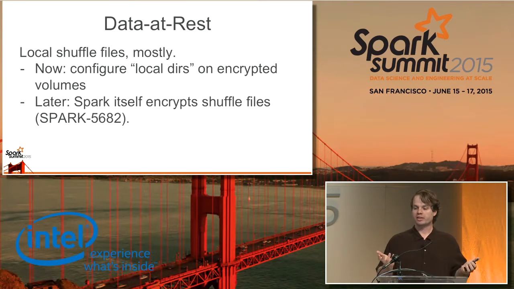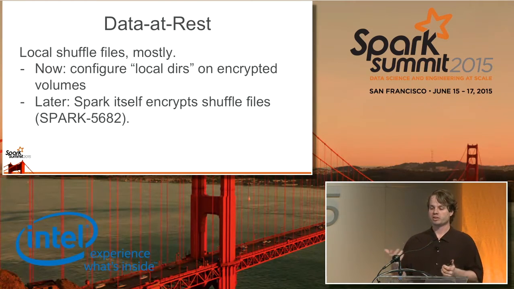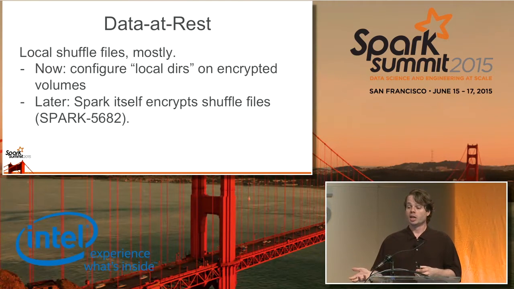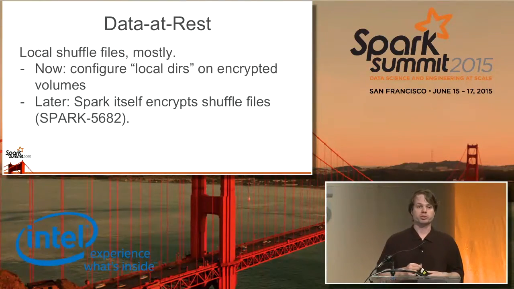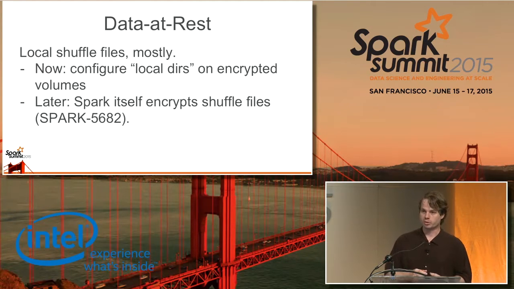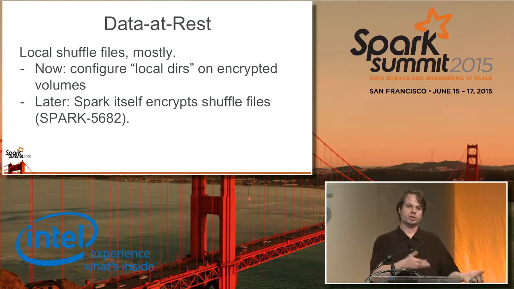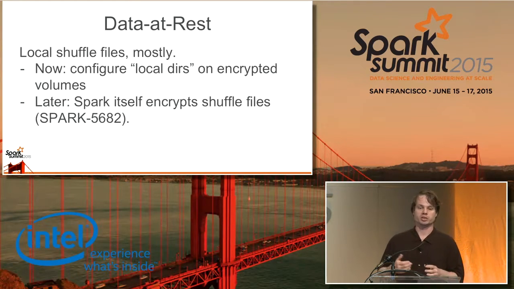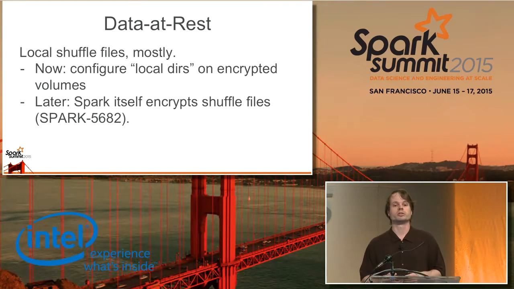Next is data at rest. So data at rest, basically shuffle files. There's not a good solution today. Basically, you have to go outside of Yarn or Spark and actually configure local file systems to be encrypted if you want to encrypt these files. And then you have to go and change the Yarn configuration to point the application scratch space to use these encrypted local disks.